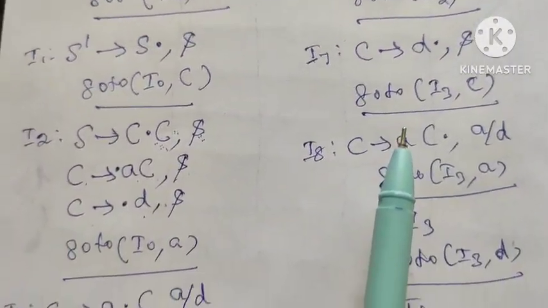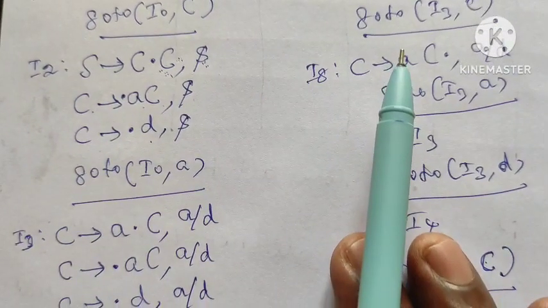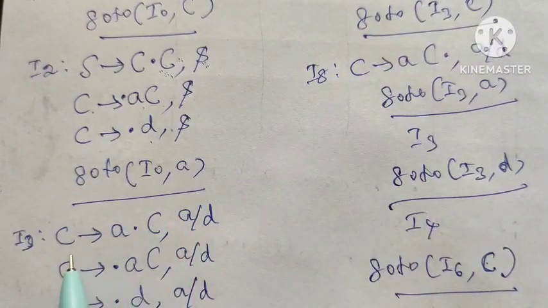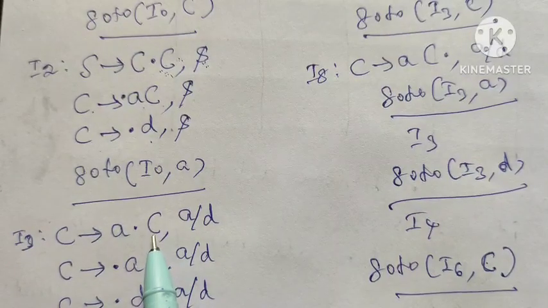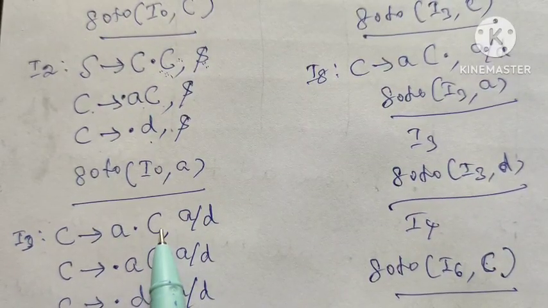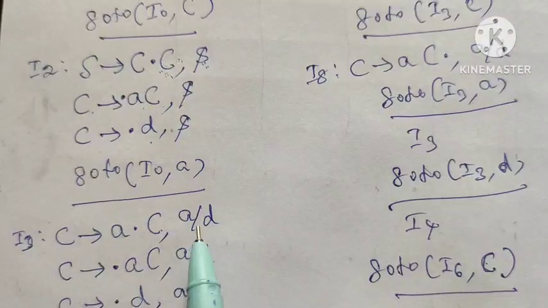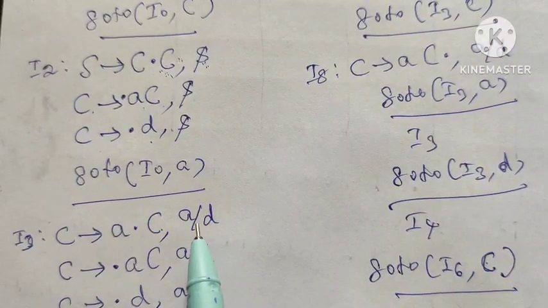Now see here in item set 3, go to of I0 comma A, we have C tends to A dot C, A bar D. Okay, now what is B here? Now again we have to find the closure because dot is before a non-terminal. Now beta is actually epsilon and A is actually A bar D. Okay, now first of epsilon into A bar D is actually A bar D.